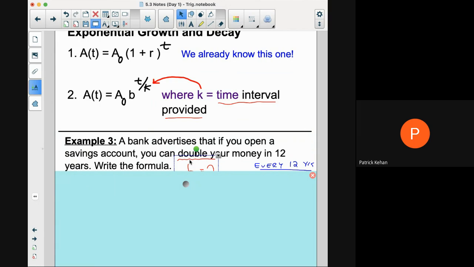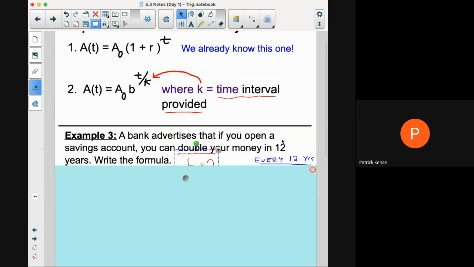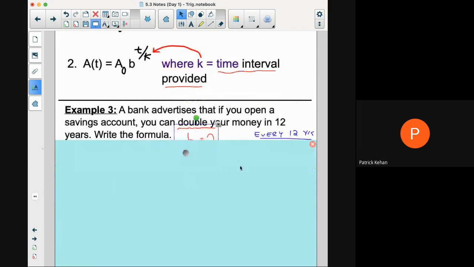But you're not doubling it every year, you're doubling it every 12 years. So the time interval provided right now is 12 years. So in 12 years, your money doubles. And it's an exponential growth scenario here, right? So how do we deal with it?